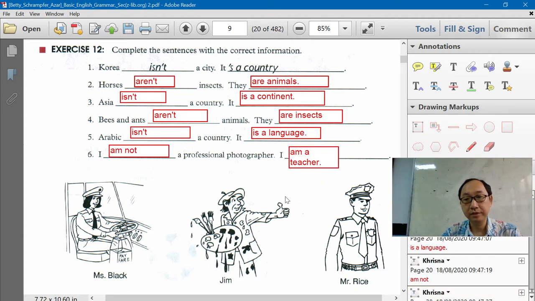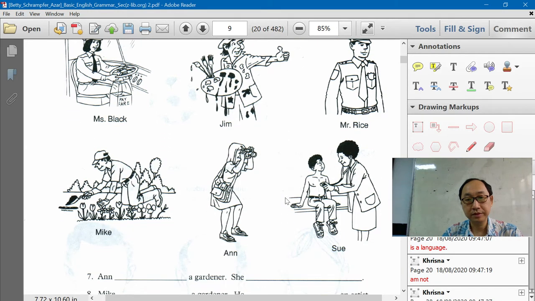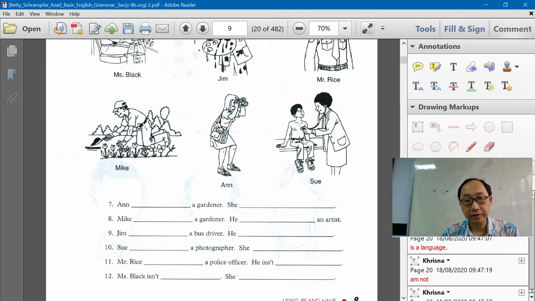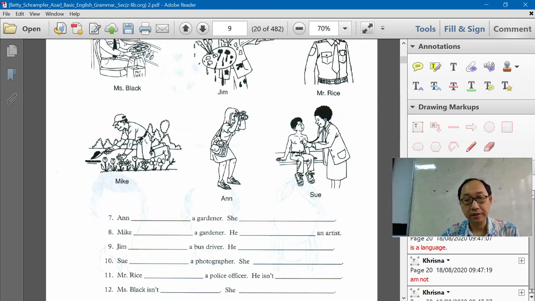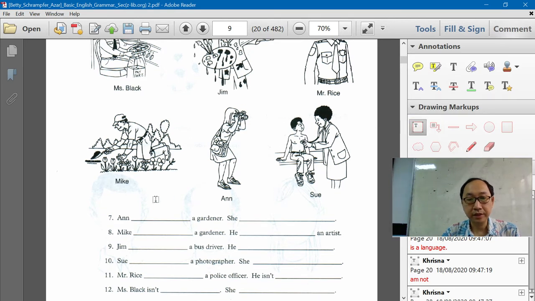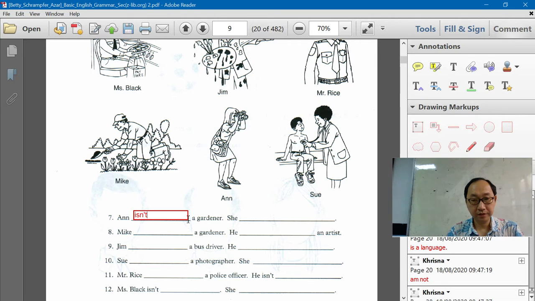Okay, let's continue. We need to look at the picture. I hope it's still clear. So N isn't a gardener, she is a photographer. Okay, she is a photographer.